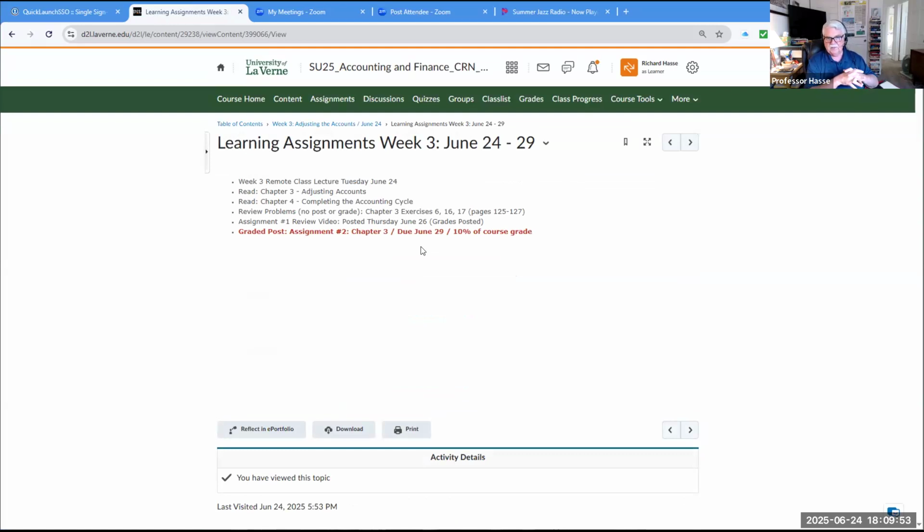Tonight in class, we're reviewing 3 sets of exercises. Exercises in chapter 3: 6, 16, 17. Those are exercises to practice and understand adjusting journal entries and doing an adjusted trial balance and preparing the financial statements of a company. All exercises which you're doing somewhat in assignment 2 this week. Those are on pages 125 to 127. A solution exercise file is in week 3 that you can download and follow along with me. And also the exercises from the textbook are also posted.